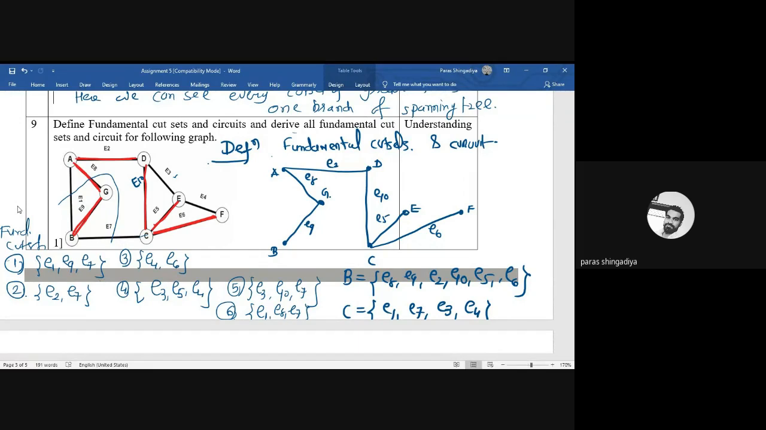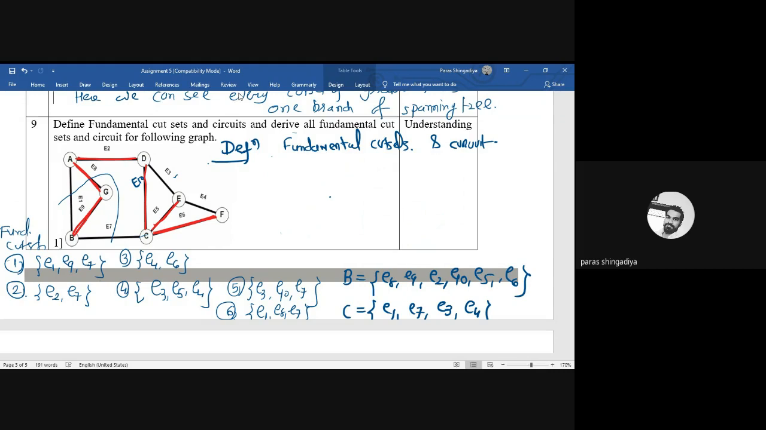So at least you have to derive 4 to 5 counter examples, and then it's enough for any graph. Clear? Now the second part is the fundamental circuit. It also depends on the same procedure. Clear? What is the definition of fundamental circuit? You have to consider one circuit of a connected graph G which involves only a single chord, and the rest of the edges should be branches.